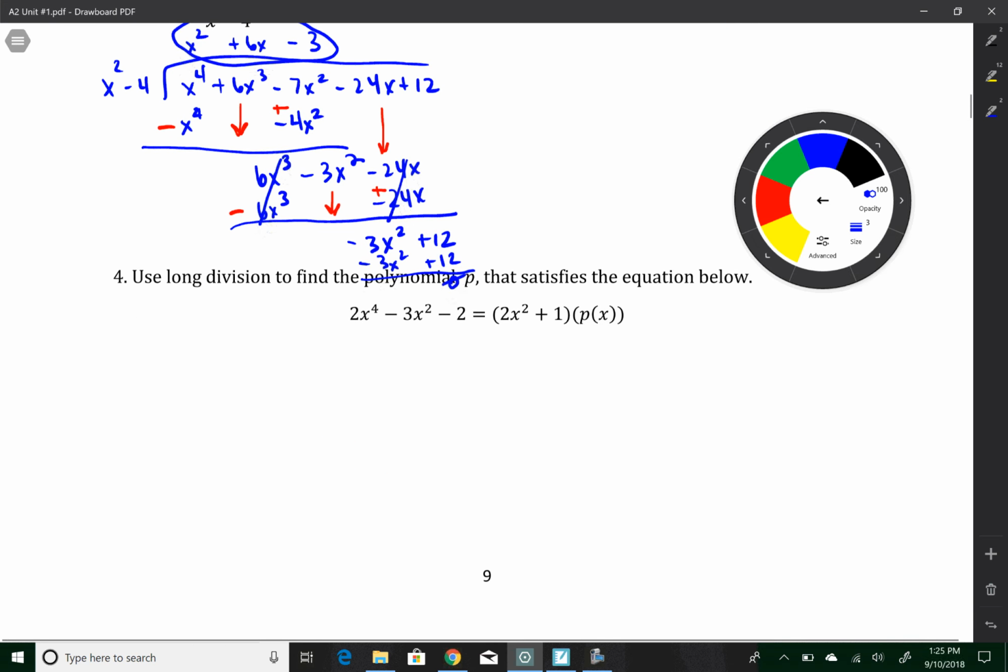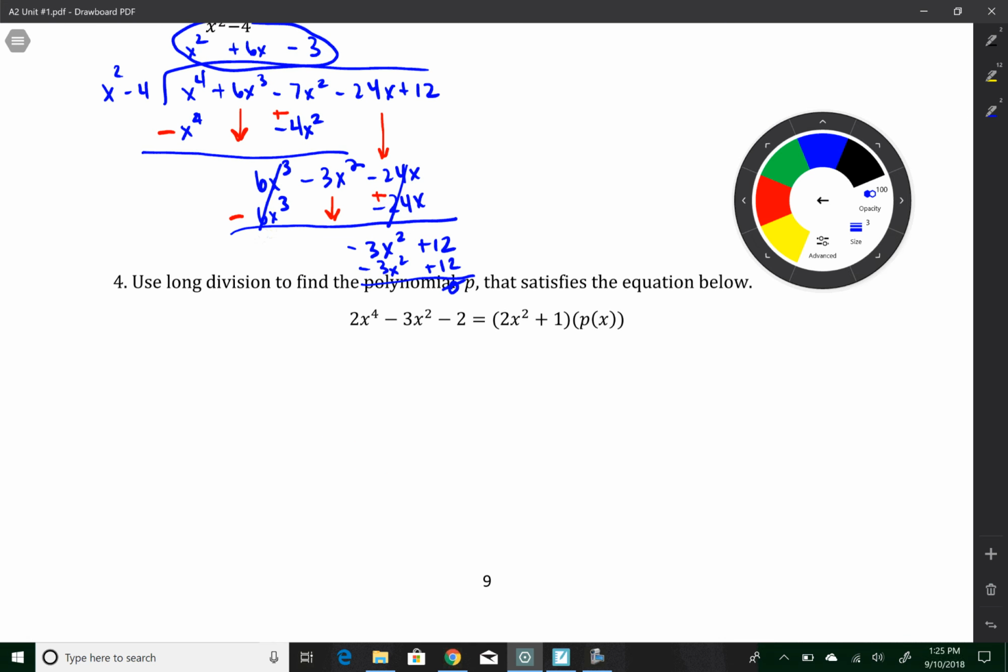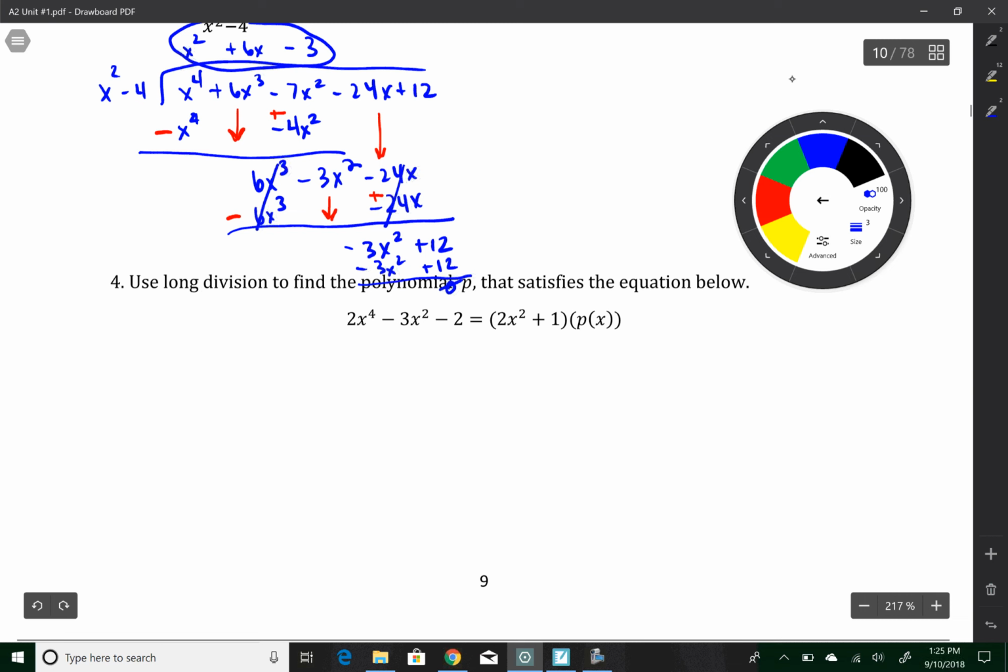Number 4 is what I would call a division problem kind of in disguise. If this was on a Regents exam or even a test question, I wouldn't say use long division to find p of x. I would just say determine the expression p of x. So you have to understand that these two polynomials, 2x squared plus 1 and p of x, are being multiplied here. Well, to get p of x by itself, I can use my algebra skills, and I would divide 2x squared plus 1 to cancel here.